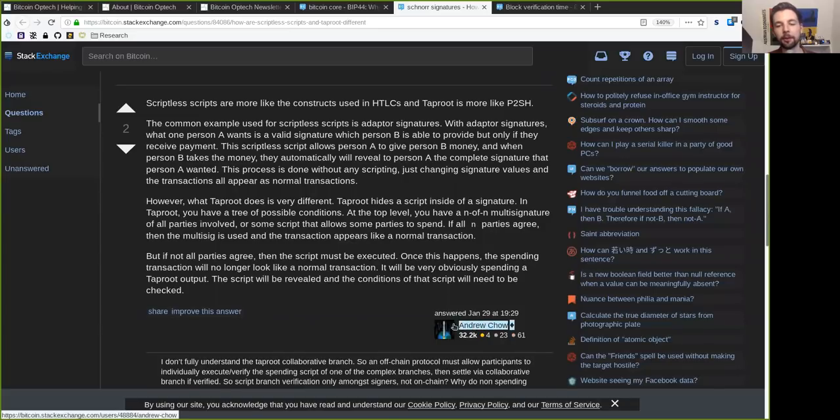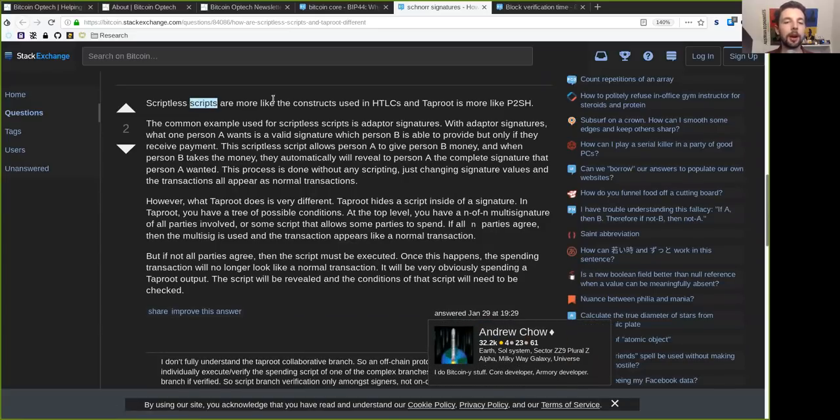And here the second answer by Bitcoin Core contributor Andrew Chow. Scriptless scripts are more like the construct used in hash time lock contracts, and Taproot is more like pay to script hash. The common example used for scriptless scripts is adapter signatures. With adapter signatures, what person A wants is a valid signature, which person B is able to provide, but only if they receive a payment. This scriptless script allows person A to give person B money, and when person B takes the money, they automatically reveal to person A the complete signature that person A wanted. This process is done without any scripting, just by changing signature values, and the transaction all appears as normal transactions.